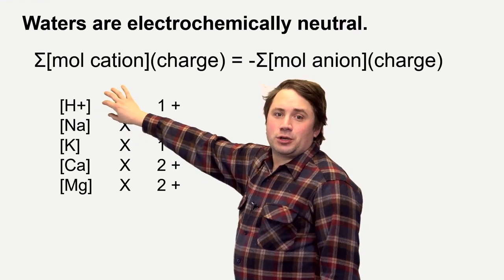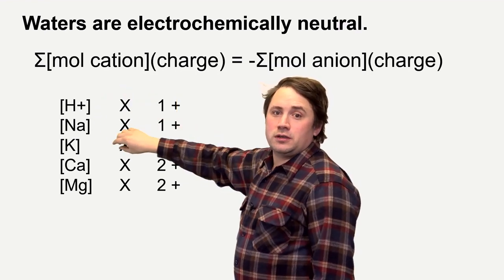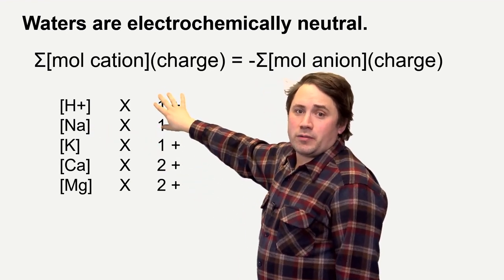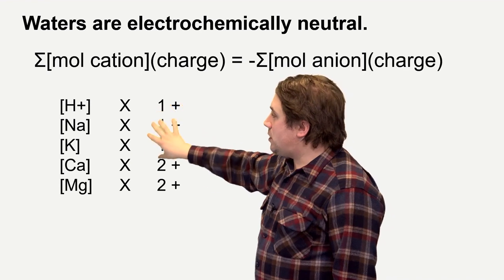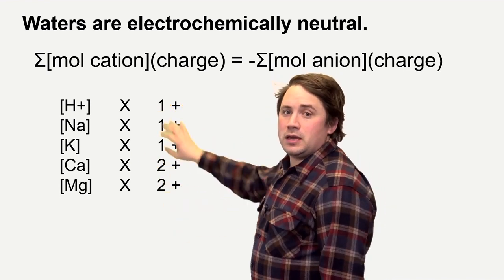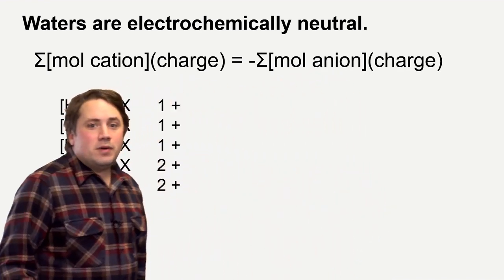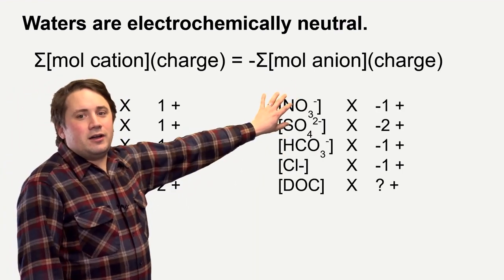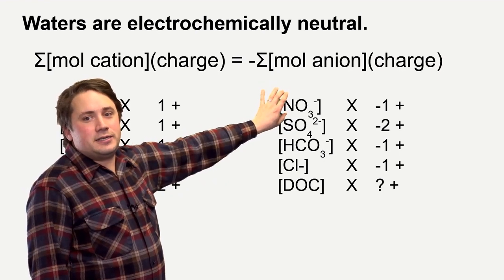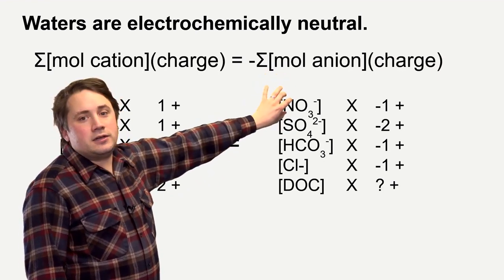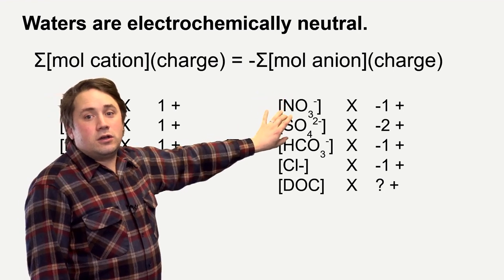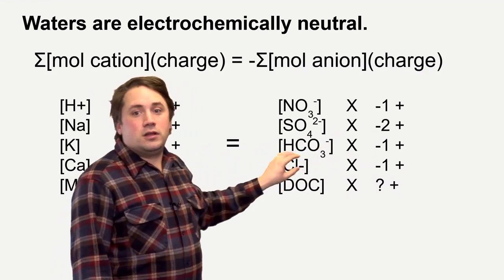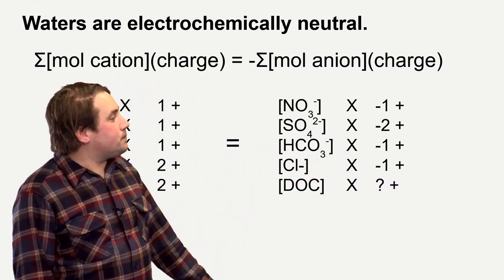Anyway, we take the concentration of hydrogen multiplied by its charge, 1, add this to sodium multiplied by its charge, and so on. Hydrogen, sodium, and potassium are +1, calcium and magnesium are +2. The sum that you get here must necessarily equal the sum of all your anions. So I've included on this list nitrate, a biogenic and anthropogenic solute, sulfate with its charge of -2, bicarbonate, -1, chloride, also -1.